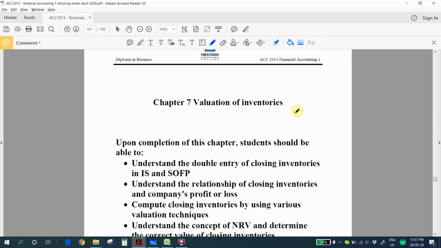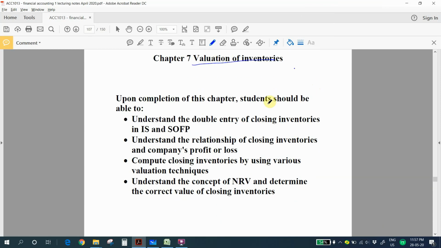This video is for your Financial Accounting 1, Chapter 7, Valuation of Inventory. So what you can learn in this chapter: you can understand the double entry of closing inventory in your income statement and statement of financial position. Next, you can understand the relationship of the company closing inventory to the company profit or loss. Next, compute the closing inventory by using various valuation techniques. And lastly, you understand the concept of NRV and determine the correct value of closing inventory.